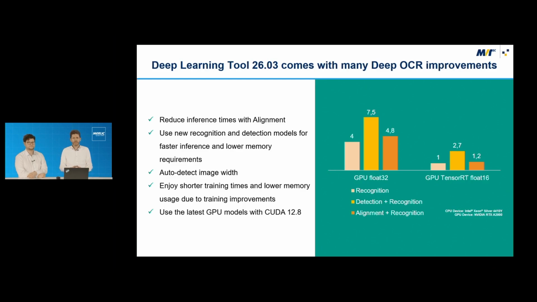The auto-detect image width feature automates the task for you. And you can shorten training times and lower memory usage due to training improvements. Also, like MERLIC, the latest NVIDIA GPUs from the Blackwell architecture are supported through the CUDA 12.8 update. As the optimized models are not compatible across CUDA versions, updating MERLIC and DLT is recommended.